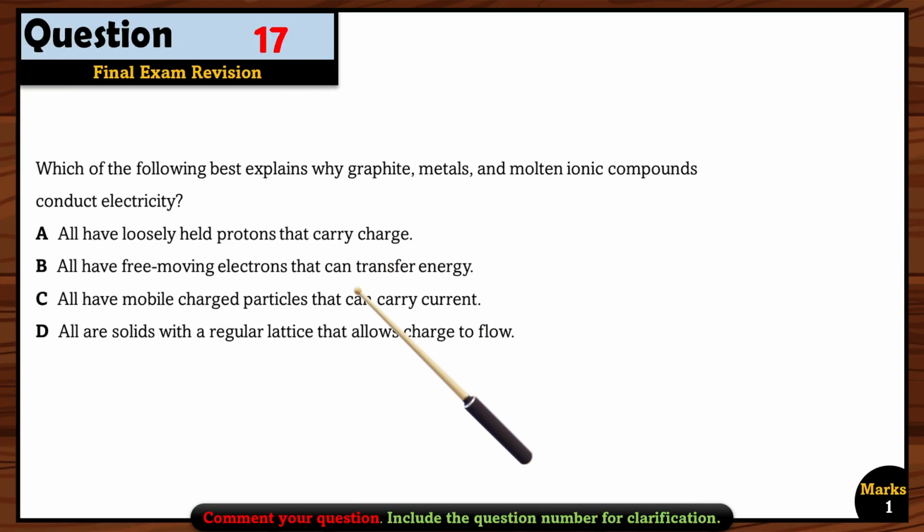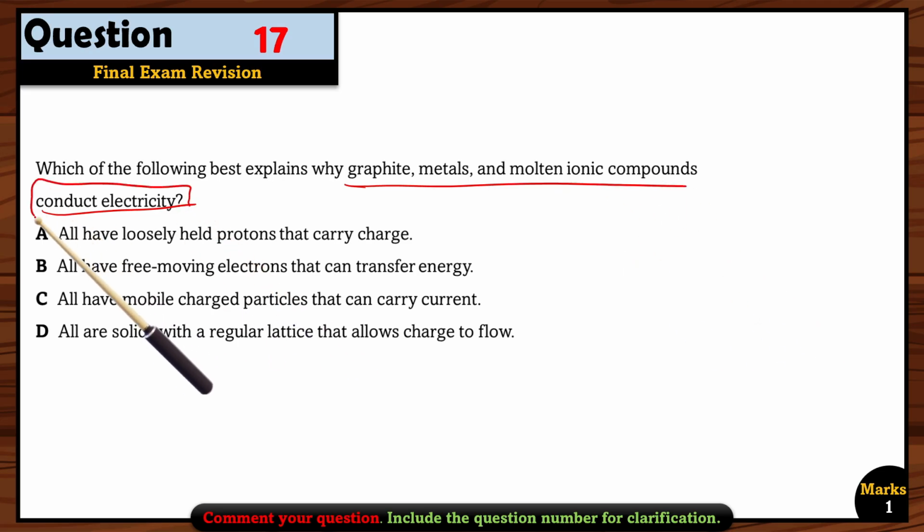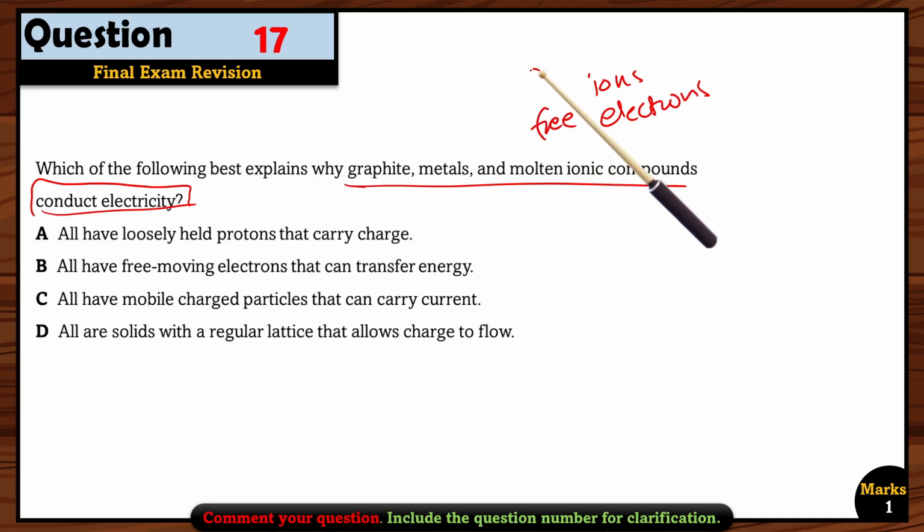Let's see another question. Question 17. Which of the following best explains why graphite, metal, and molten ionic compounds conduct electricity? Okay, to conduct electricity, you need 2 types of charged particles. Either they should be ions or electrons. Okay, only free moving electrons or free moving ions are responsible for conducting electric current. So we have to check in which compound we have ions or electrons. So if you look at graphite, graphite has free moving electrons.